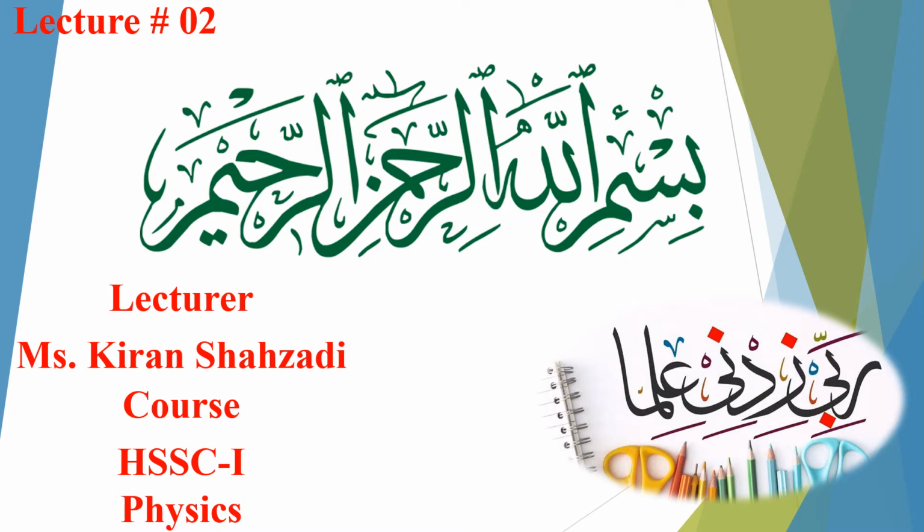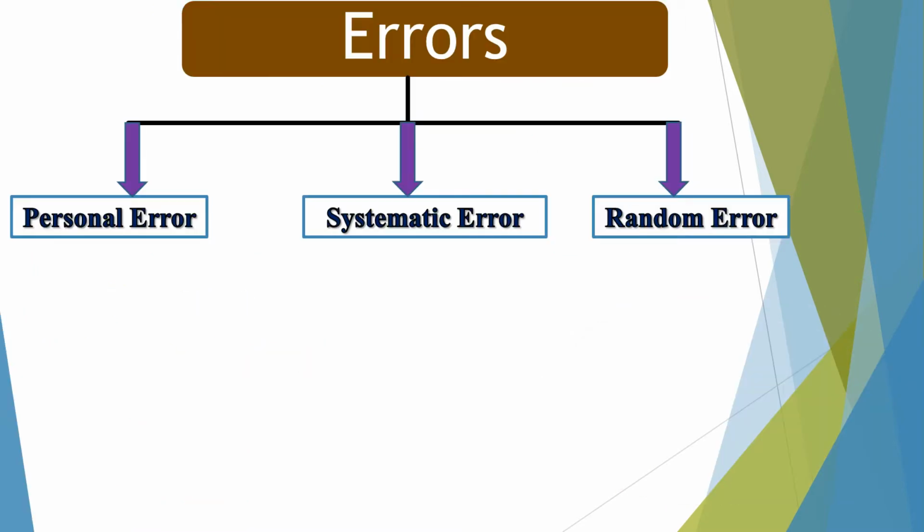Let's start today's lecture. Error. What is error? For example, a person is measuring weight. According to him, weight is 4 kg. His measured value is 4 kg, but the actual value or true value is 5 kg. So there is a difference between the actual value and the measured value, and this difference is error.